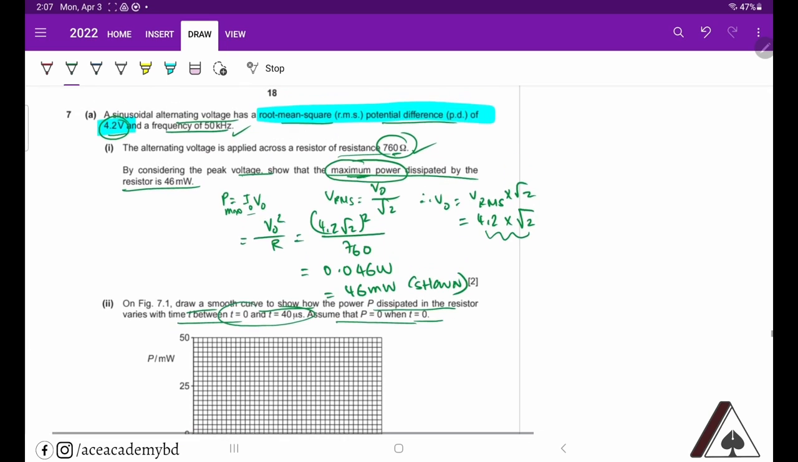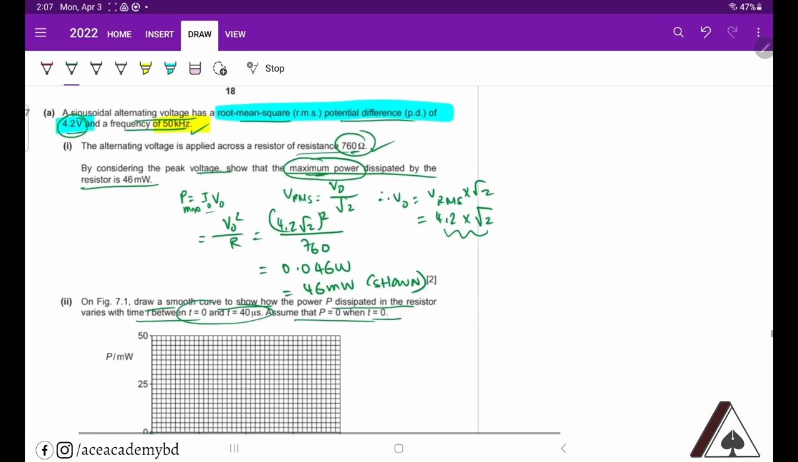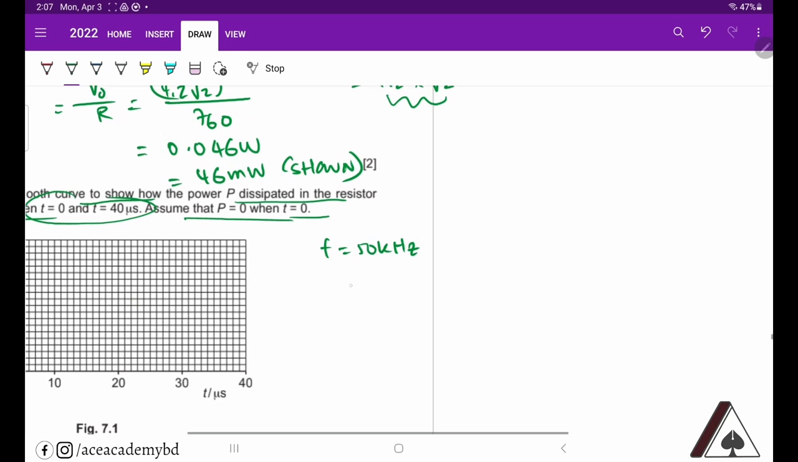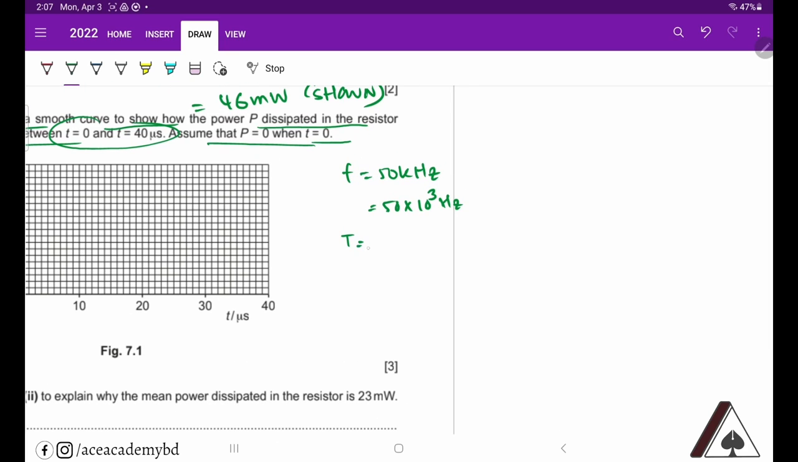Next, we need to find the time period. In order to find it, we can make use of frequency, since they have given us the frequency, which is 50 kilohertz, basically 50 times 10 to the power 3 hertz. Now the time period T is 1 by F, which comes from the formula frequency equals 1 by T. So 1 divided by 50 times 10 to the power 3, on the calculator, gives 2 times 10 to the power minus 5 seconds.